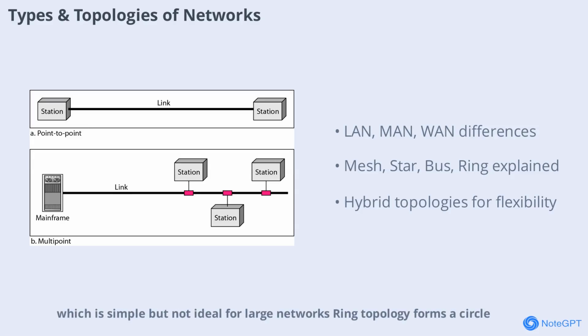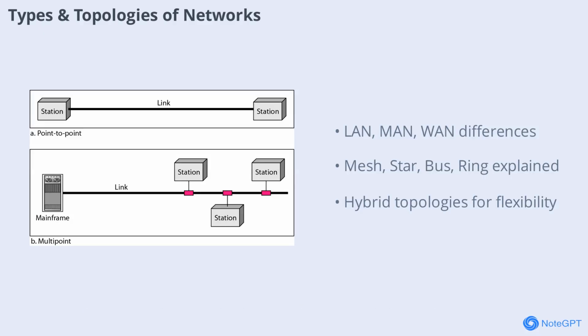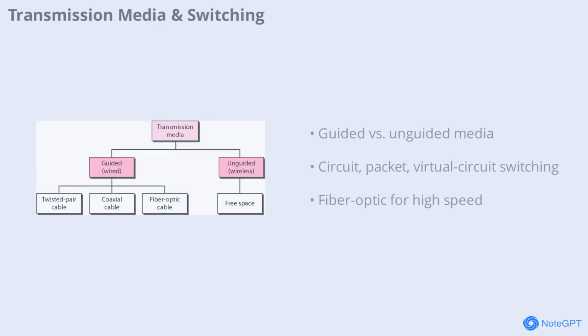Ring topology forms a circle, allowing data to travel in one or both directions, but a single break can affect the whole network. Hybrid topologies combine these shapes for flexibility. Each type and topology has its own advantages and disadvantages, making them suitable for different scenarios from small offices to global enterprises.